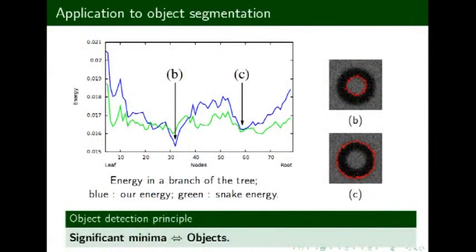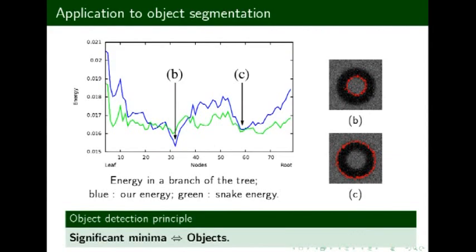Okay. It's very complicated to optimize such an energy, of course, because it's non-convex. But well, the nice thing is that you can do that quite easily if you look at your trees. So, okay, here it's the energy in a branch of the tree.